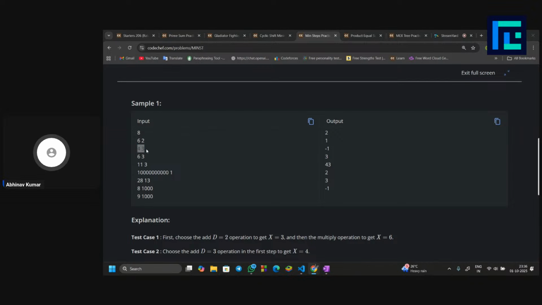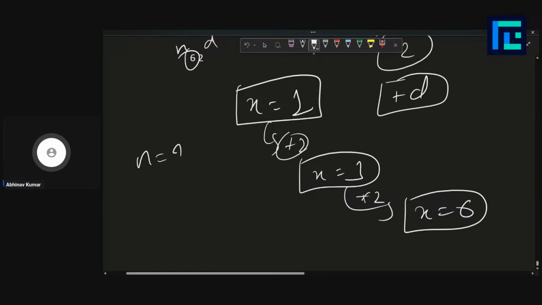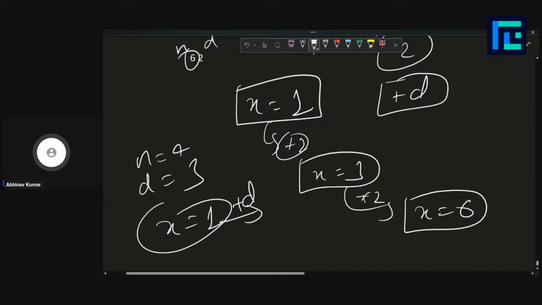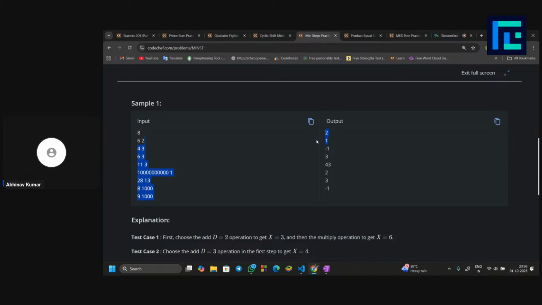For 4, 3, if you have n equal to 4, d is equal to 3, what you can do, you start with x equal to 1, you do a plus d, you reach x equal to 4. So in 1 step only you are reaching, so our answer is 1.